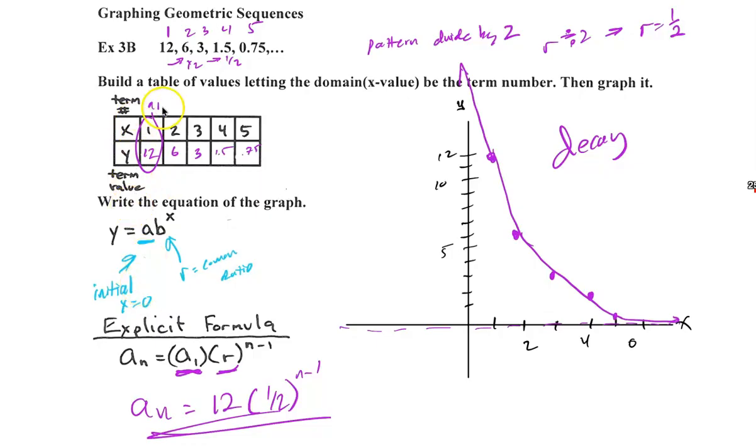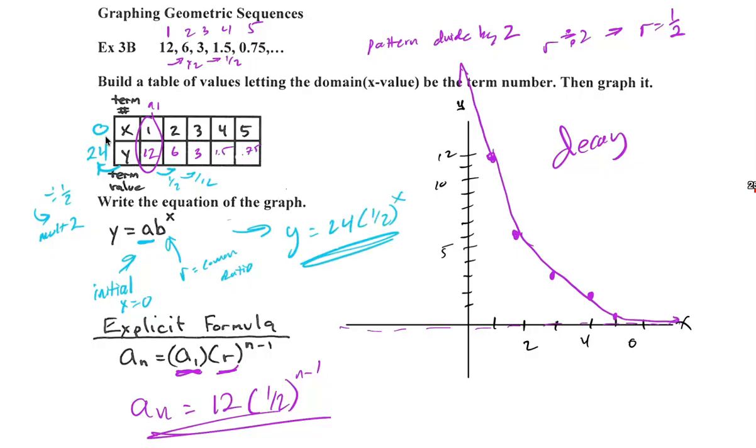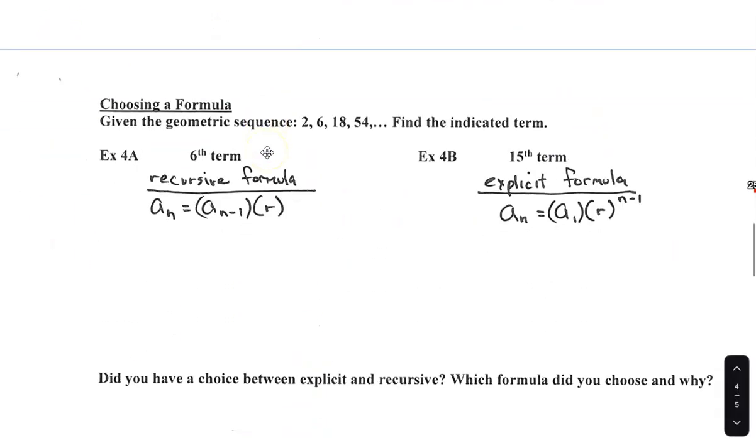In this case, the first term is 12. That's why a1's there. We need to find our initial value to put in exponential form. If we're multiplying by 1/2 to get to the next term, to go backwards to find our 0th term, we have to divide by 1/2, also known as multiplying by 2. Half of what gets me 12? Half of 12 gets me 6, half of 6 gets me 3, so half of 24 gets me 12. So that's my a. My equation here is going to be y equals 24 times 1/2 to the x. That's our exponential graph. Okay, moving on.